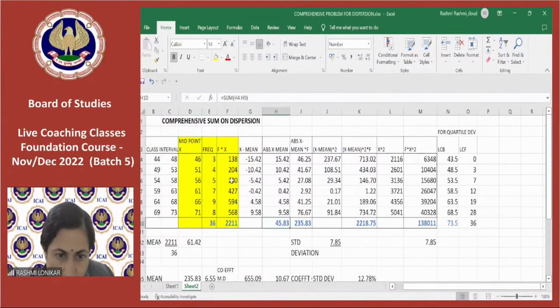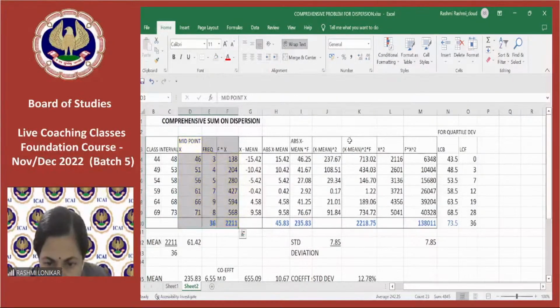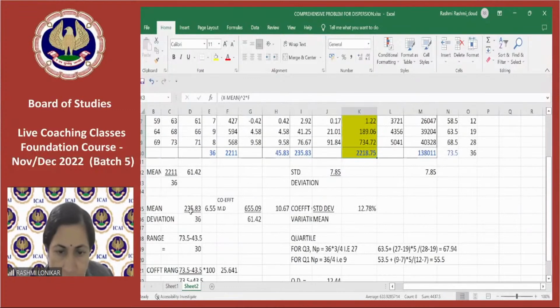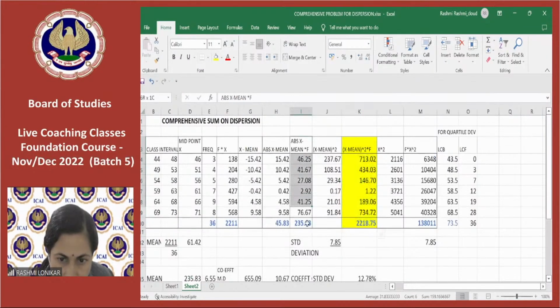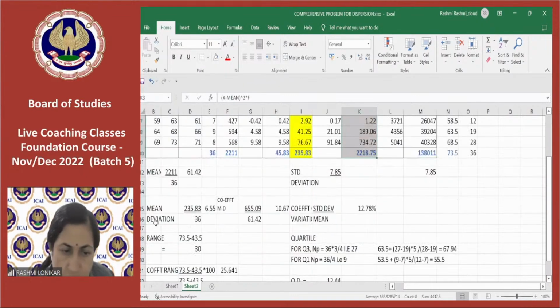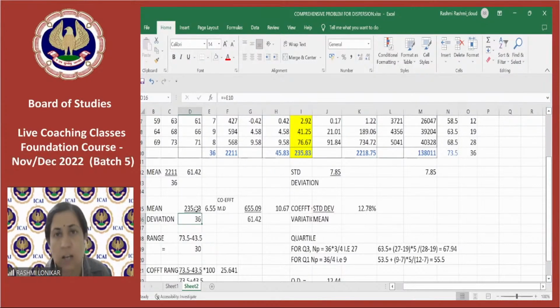So once I found the mean, I am now trying to find the deviation, the mean deviation about the mean. Using this, the mean deviation about the mean is 235.82 upon n. I have already found this summation of f into the absolute value of x minus x bar, and n is 36. So I found the mean deviation about the mean.